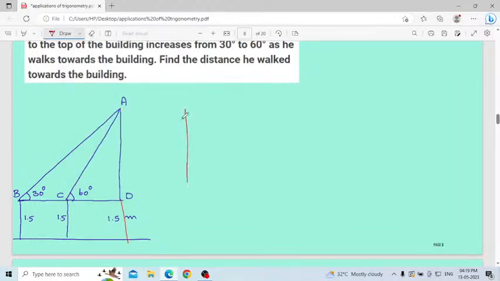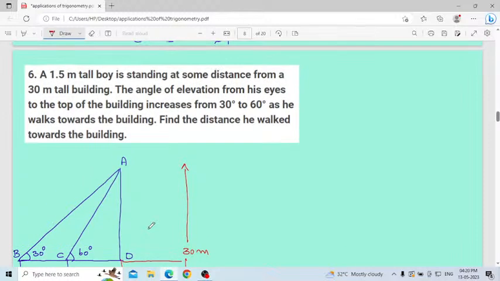From the ground, the height of the building is given as 30 meters. From here to here, 1.5 is the height of the boy. The boy is standing, no? That is the boy's height, it will be 1.5. That's why it says tall boy. See, reading the question and understanding the question is very, very important.